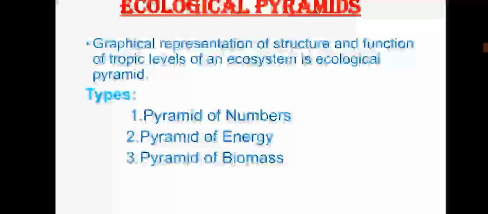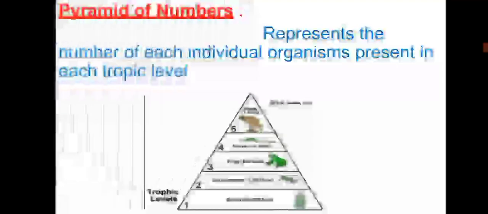Let us see the ecological pyramids. So ecological pyramid is nothing but the graphical representation of structure and function of a trophic level of an ecosystem. This ecological pyramid is classified into three types. One is pyramids of number, energy and biomass. Let us see one by one.